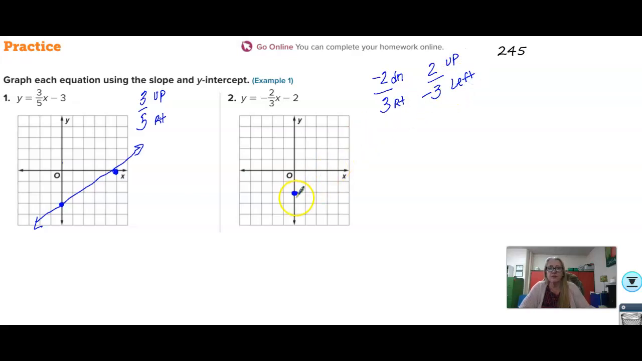So from here, can we go down 2, right 3? Sure we can. Down 2, right 3. Can we go up 2, left 3? You betcha. Up 2, left 3. All right. And then we try to draw a line, which is way easier on paper and pencil than it is on this graphic tablet. And there you have it. It's numbers 1 and 2.